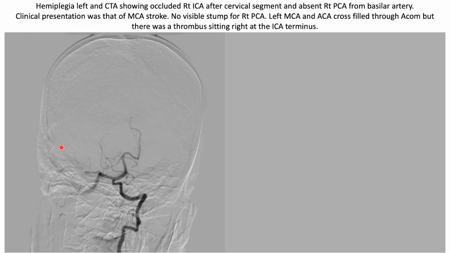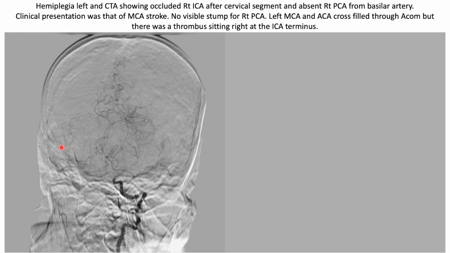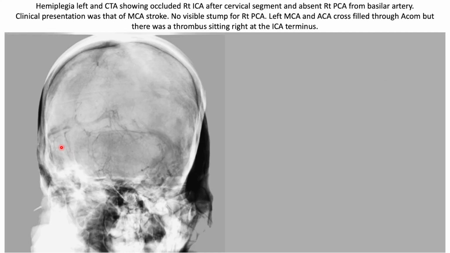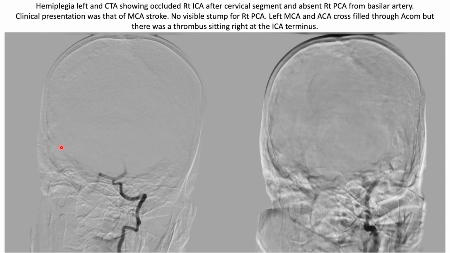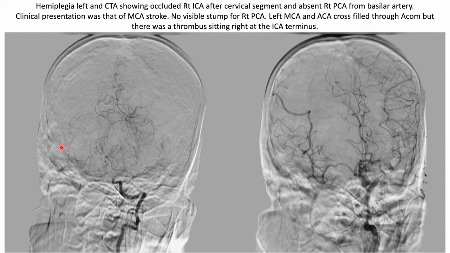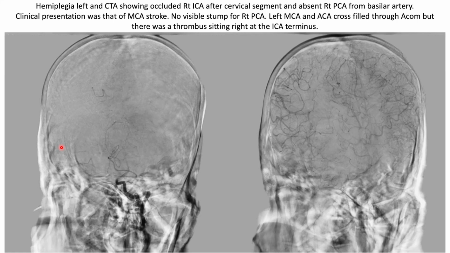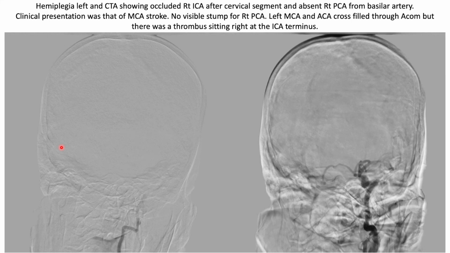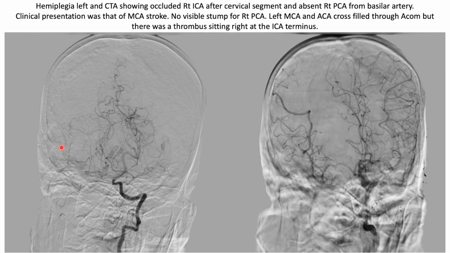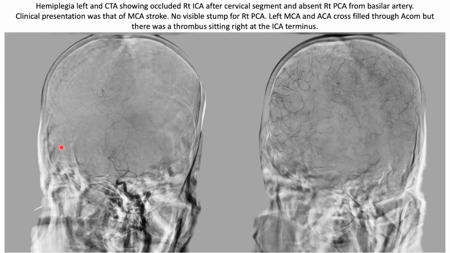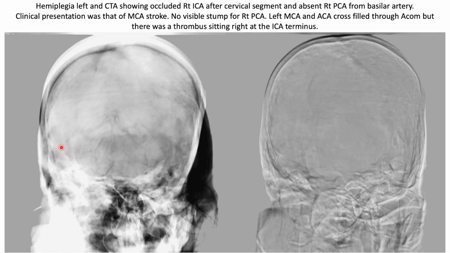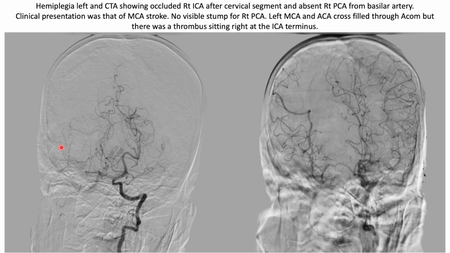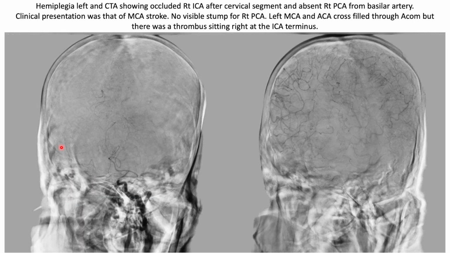Now this is another patient who presented with, this is an interesting case, hemiplegia on the left, and CTA showed an occluded right internal carotid artery after the cervical segment and absent right PCA from the basilar artery. From the clinical side, we thought this was a right MCA stroke. But when we saw the CT angiography, the right ICA was totally occluded after the cervical segment, and then the right PCA was also missing from the basilar artery.